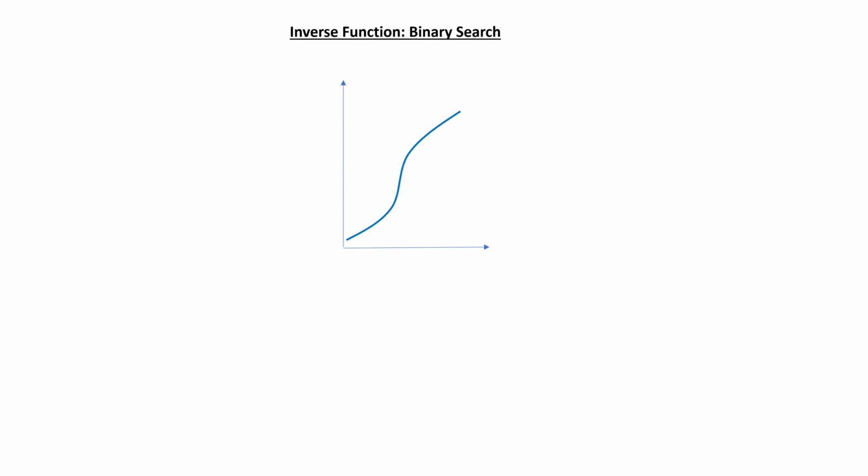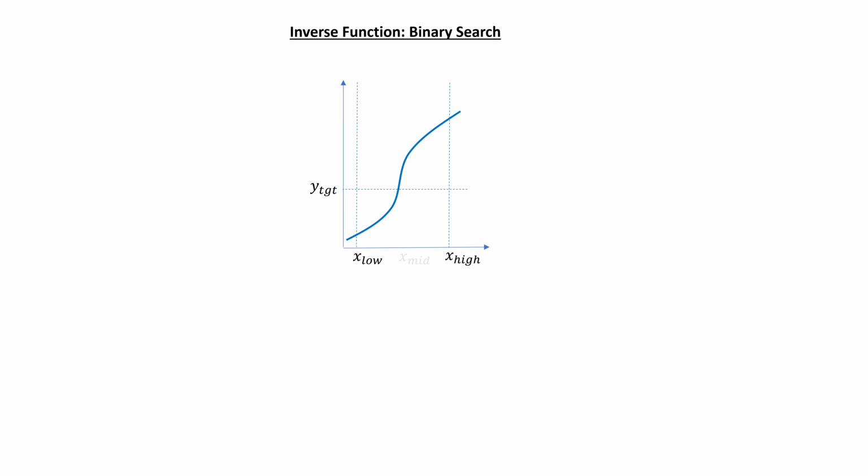We start again with our function. We also need our target y value. This is basically our input value for the inverse function. And we have to define an area, an x value range we are looking within. So we need a lower and an upper bound. That is our starting point.